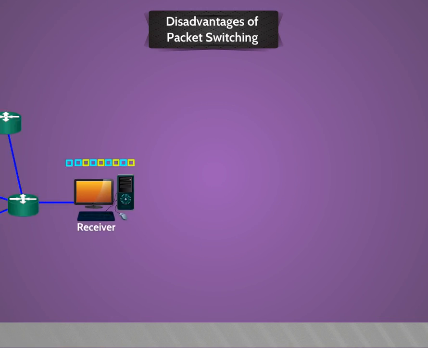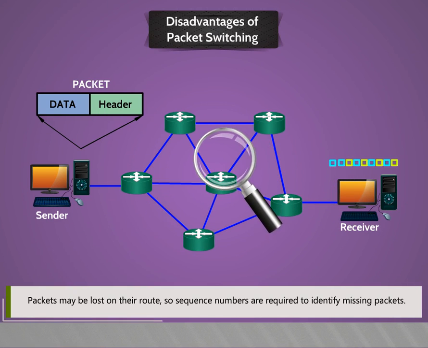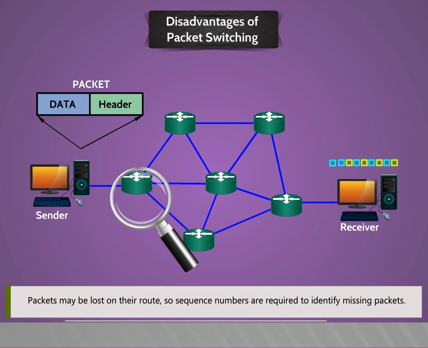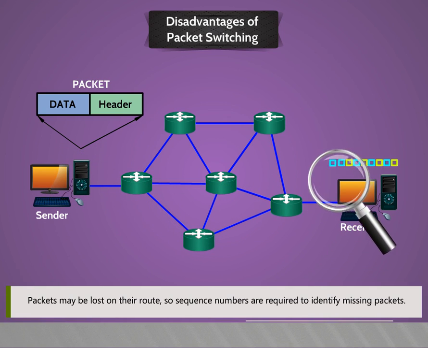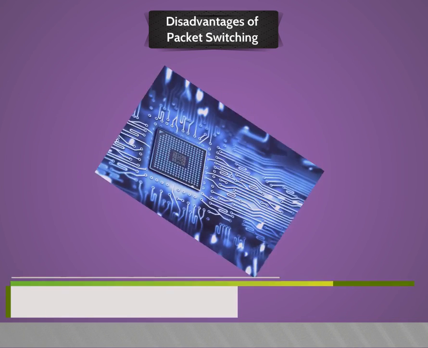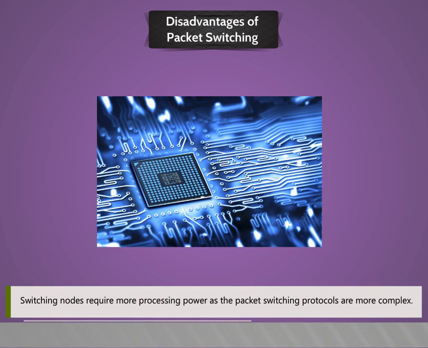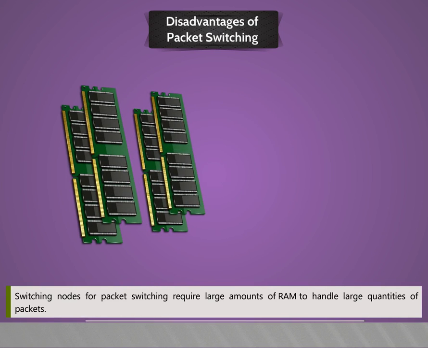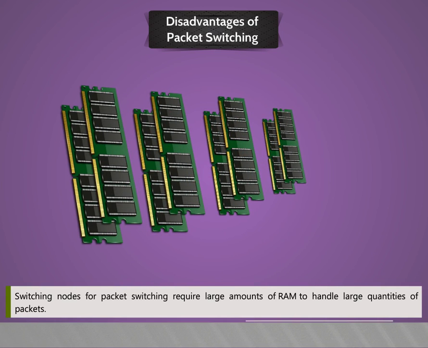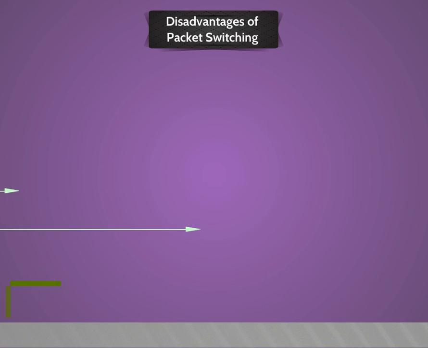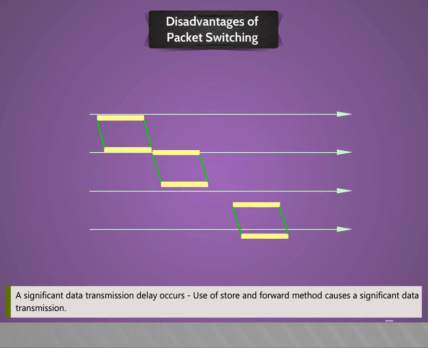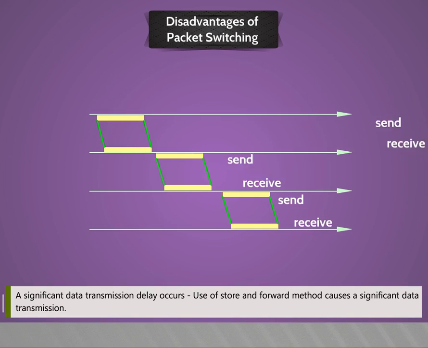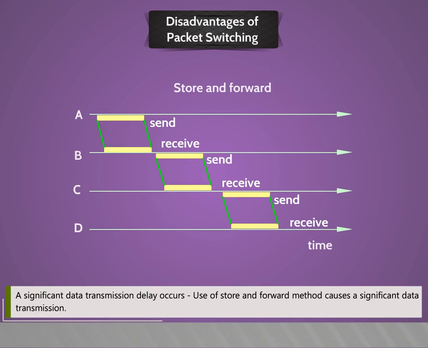Disadvantages of packet switching. Packets may be lost on their route, so sequence numbers are required to identify missing packets. Switching nodes require more processing power as the packet switching protocols are more complex. Switching nodes for packet switching require large amounts of RAM to handle large quantities of packets. A significant data transmission delay occurs. Use of the store and forward method causes a significant data transmission delay.